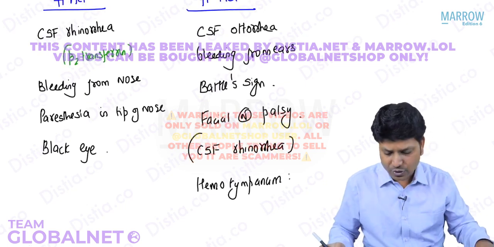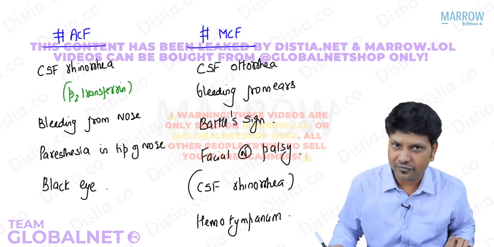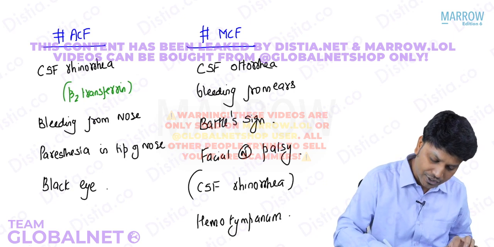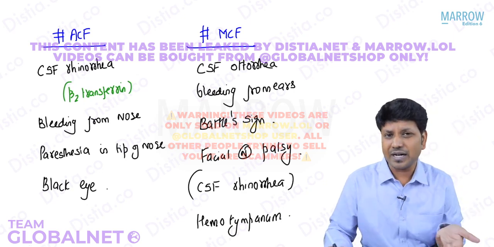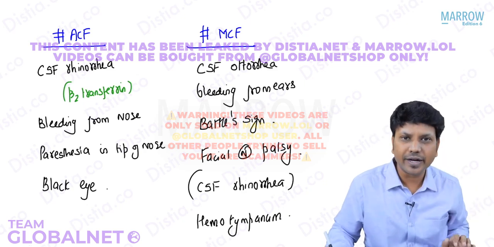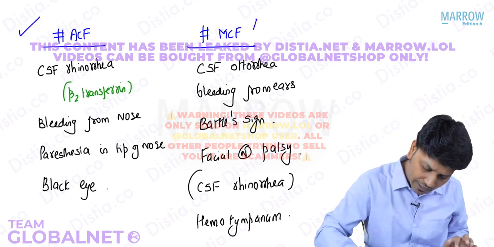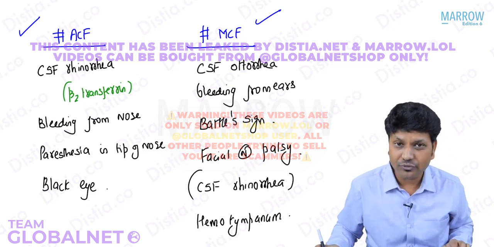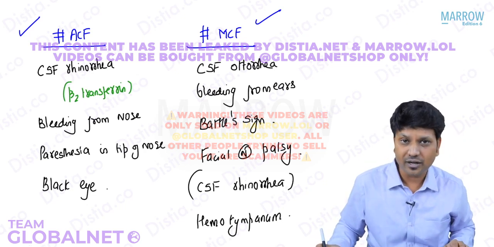So all these features will tell us that it is a fracture of the middle cranial fossa, right? If there is a fracture of the posterior cranial fossa, the person can have some boggy swelling in the nape of the neck, right? But these two are very important for examination purposes. Do remember fracture anterior cranial fossa and fracture middle cranial fossa.